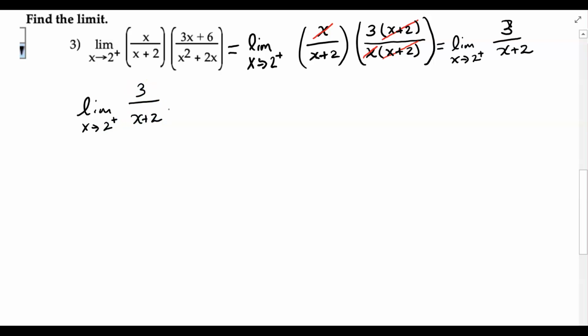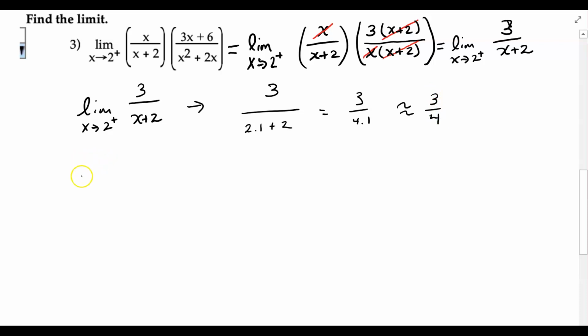So now you want to come towards the number 2 from the right. So what might you plug in? All right, so let's think about that. You might plug in something like 2.1. Okay, well, what does that look like? 3 over 4.1. So what do we see? We see something that's close to about 3/4.